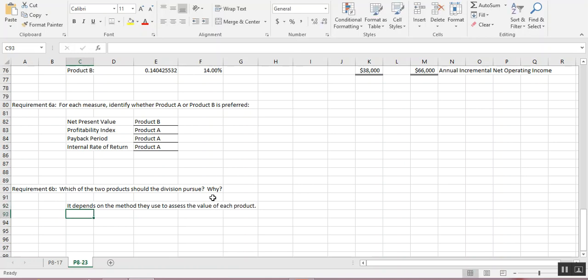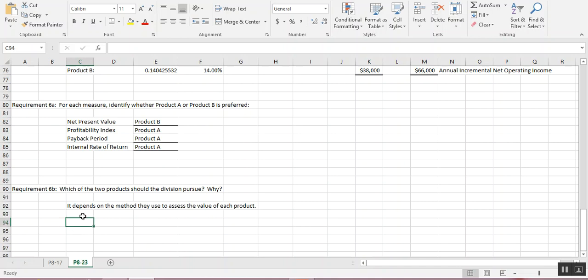It depends on the method they use to assess the value of each product, and we see that up here in requirement 6A. Different methods yield different results. You could argue that 3 of them lean towards A and 1 towards B, so maybe you want to pick A because of that, or maybe you're more interested in what's going to have the greatest net present value. So it really depends on what the philosophy or the policy of management is and how they value those investments, and what they typically use to value those investments as part of their business decision-making process. So my answer is it depends. It depends on what method they say they want to use.